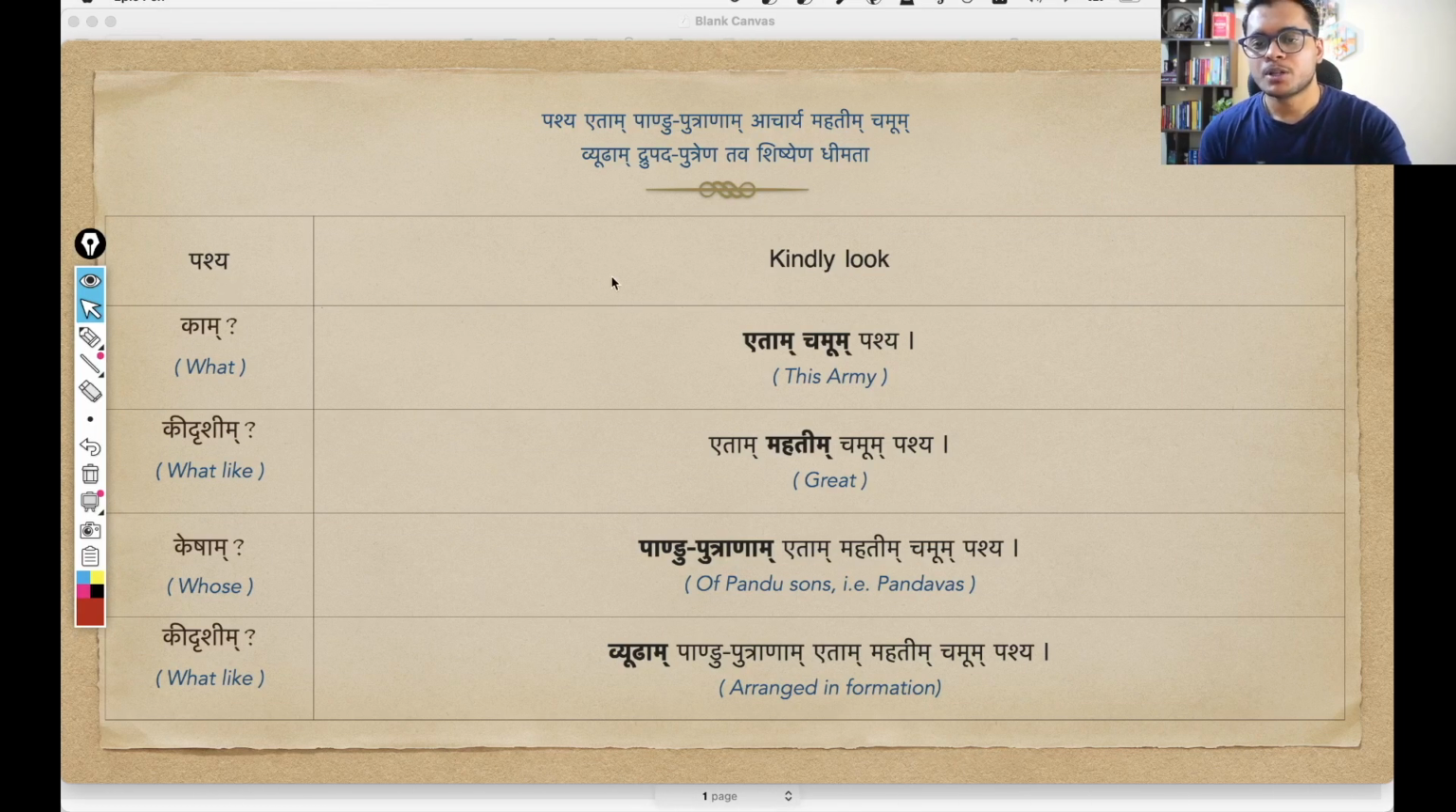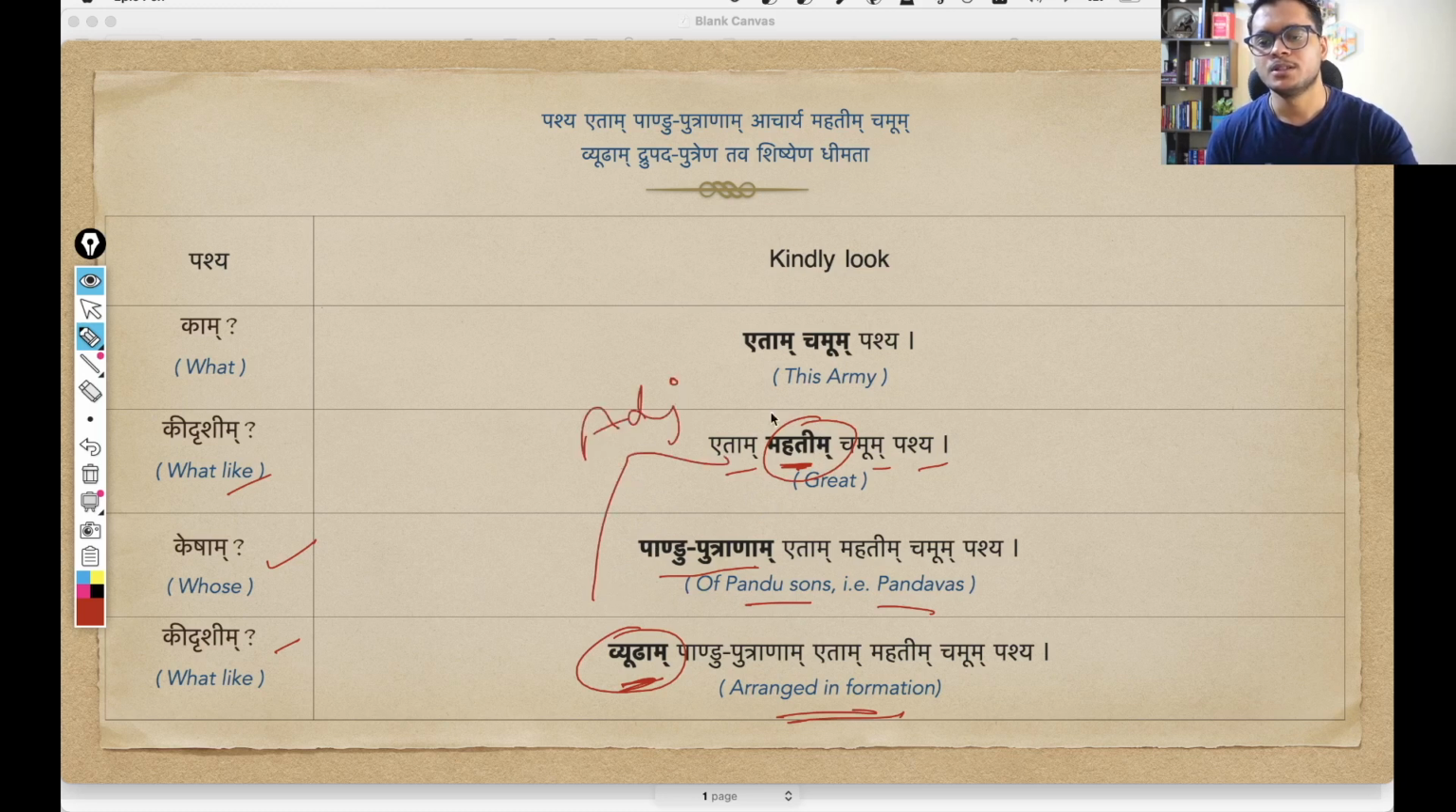So far we have covered Pashya. Kindly take a look. Take a look at what? At this army. Then what was that army like? It was a great army. Then Kesham, whose army? Pandu Putranam, of Pandu's sons, that is Pandavas. Then Kidrashim, so it was arranged in a formation. All these words, Vyudham and Mahatim, are adjectives to this word Chamum, army, and they both describe that it was great and arranged in a formation.